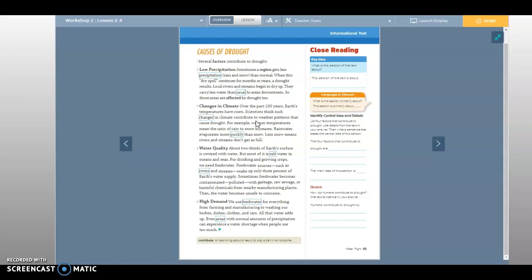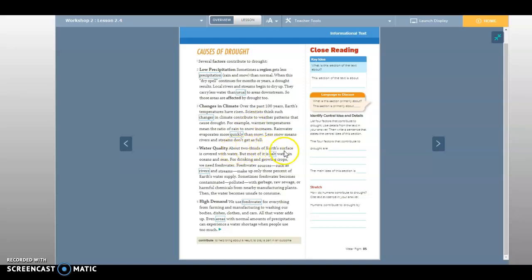Changes in climate. Over the past 100 years, Earth's temperatures have risen. Scientists think such changes in climate contribute to weather patterns that cause drought. For example, warmer temperatures mean the ratio of rain to snow increases. Rainwater evaporates more quickly than snow. Less snow means rivers and streams don't get as full.